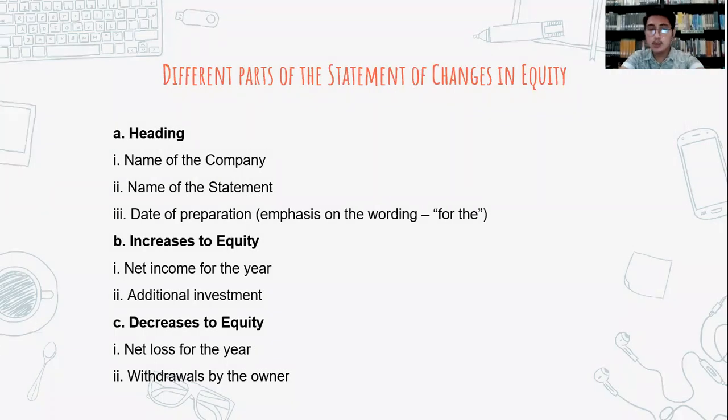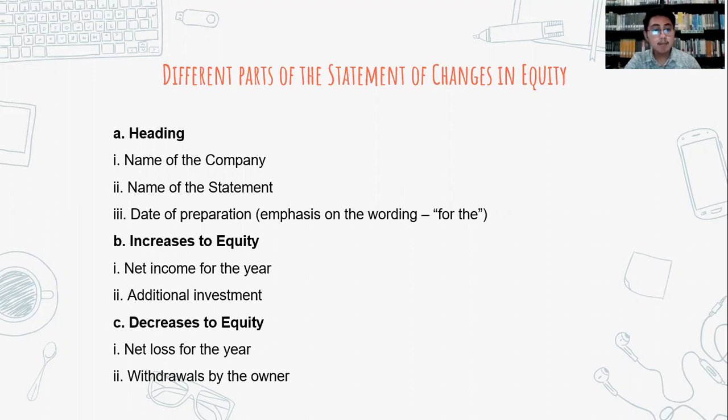First, we have the heading. So yung heading is composed of 3, which is the name of the company, the name of the statement, and last, the date of preparation. So always take note that you need to emphasize the wording "for the." And the second part is increase to equity. So we need to write the increase to equity. We need to know the net income for the year. After that, you write the additional investment of the company for the year.